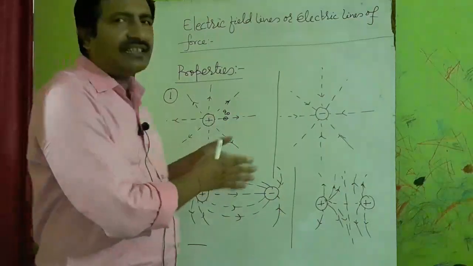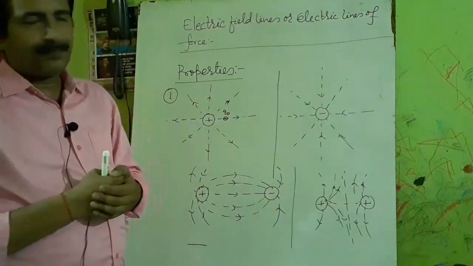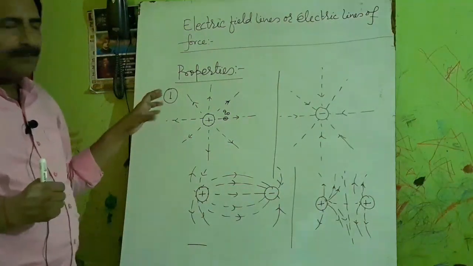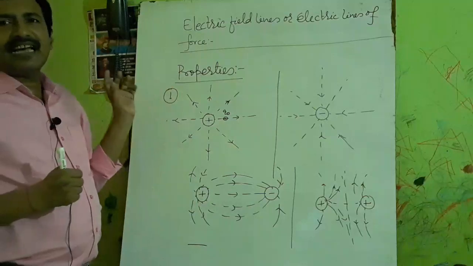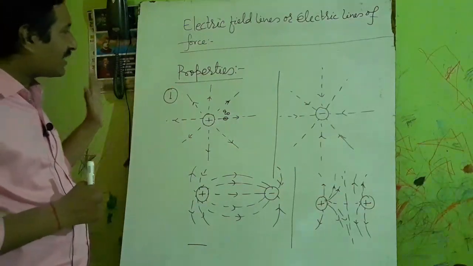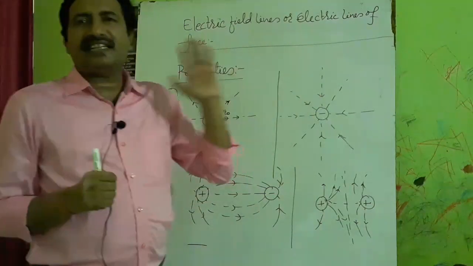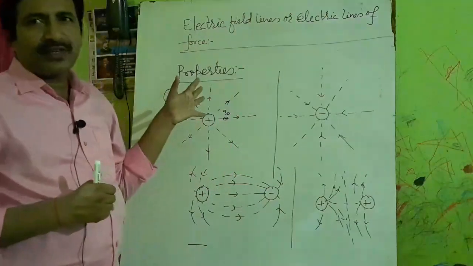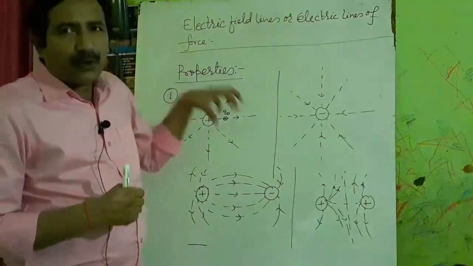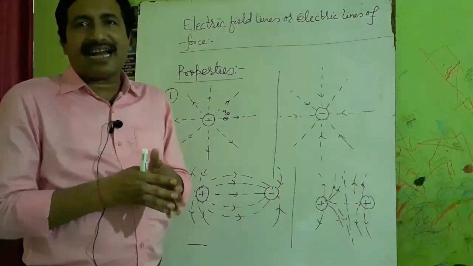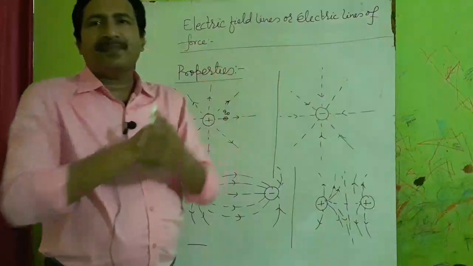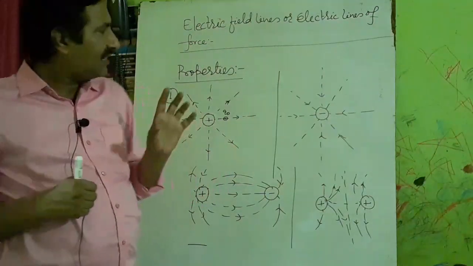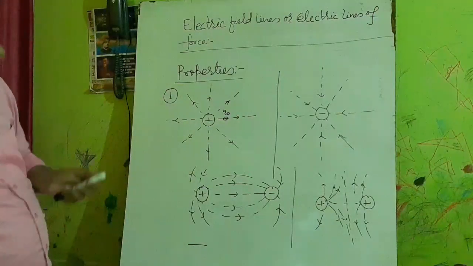You can understand it with the help of Coulomb's law also. Is it clear? Means the first property can be explained as the electric field lines start from positive charge and terminate at negative charge. These are also called electric lines of force, because electric force acting on the test charge is along the lines through which field can propagate. Is it clear? So this is the first property.